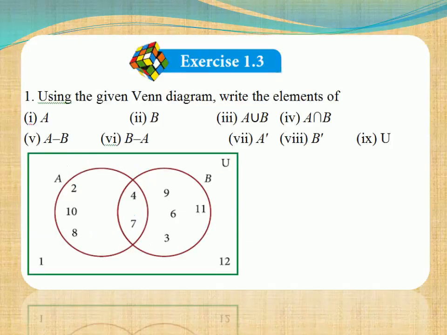Exercise 1.3, first sum. Using the given Venn diagram, write the elements of first subdivision A, second B, third subdivision A union B, fourth one A intersection B, fifth one A minus B, sixth one B minus A, seventh one A dash, eighth one B dash, ninth one the universal set. Okay, here the Venn diagram is given. Now we will move to the answer.